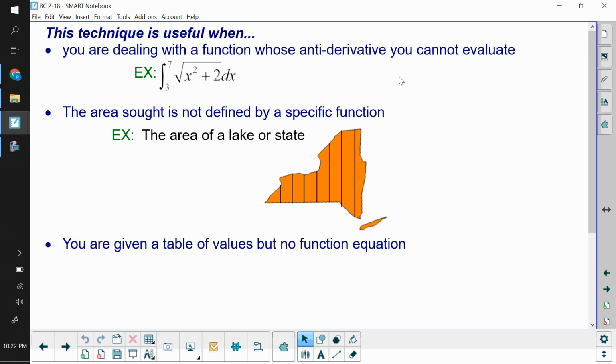Or what if the area is not a function? What if it's an actual object, like the area of something that's not nice, say like New York State? Or the third thing, and this is the most common way it shows up on the AP exam, is if you are trying to find the area under a function from a table of values as opposed to an equation. And we'll see a problem similar to how that's given on the AP at the end of this video.